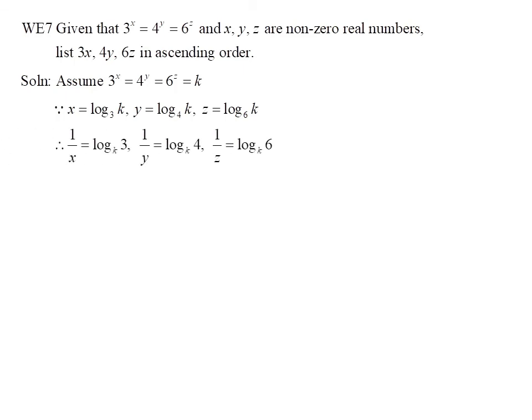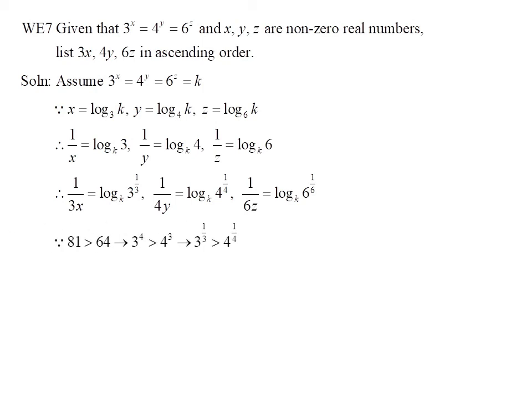After applying the base changing rule, we have the reciprocal of x equals logarithm base k of 3. The reciprocal of y equals logarithm base k of 4. The reciprocal of z equals logarithm base k of 6. Hence, the reciprocal of 3x equals logarithm base k of 3 to the 1/3. The reciprocal of 4y equals logarithm base k of 4 to the 1/4. The reciprocal of 6z equals logarithm base k of 6 to the 1/6.